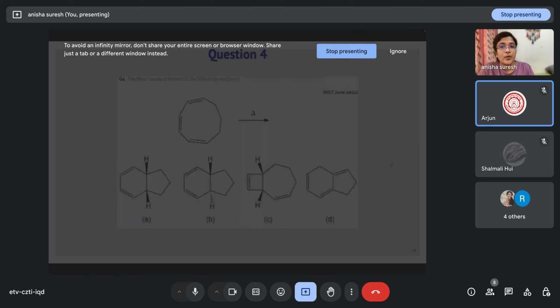Okay. Now coming to question number 4. The major product formed in the following reaction is... It is a question from CSIR NET June 2012. So what is the concept that will be coming here? How many electron system is this? It is a 6 pi electron system, 4n plus 2. So for delta, what will be the mode of rotation? Disrotation. It will follow disrotation.